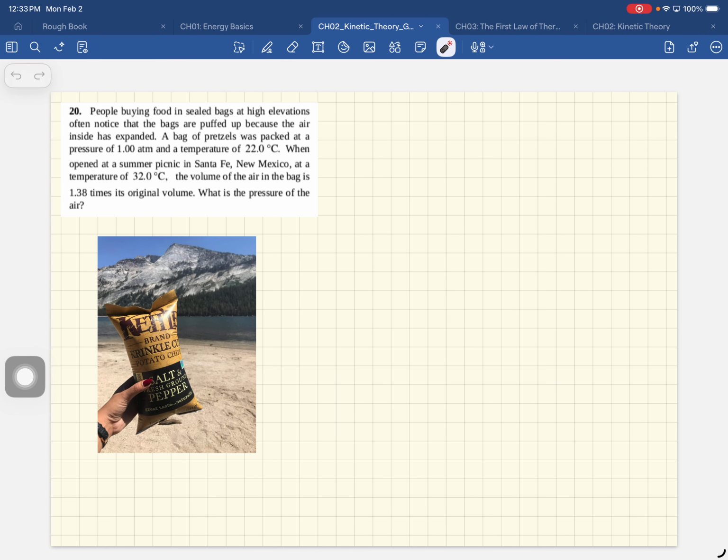So actually what has happened here is, this bag of chips was packed at sea level, for instance. Then you took it to a high elevation and the air inside has expanded. Why did the air expand? Because the outside pressure is less. Yeah, that's right. When it was packed, the outside pressure was 1 atmosphere and the air inside was at 1 atmosphere.